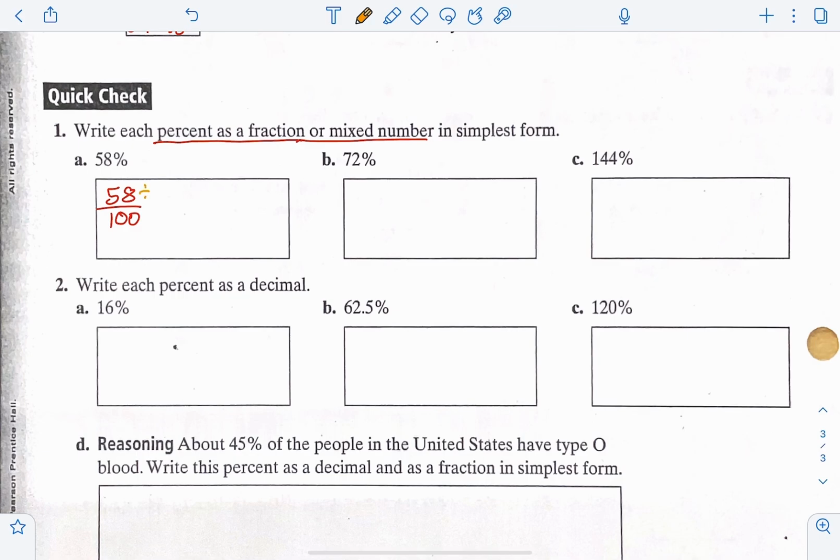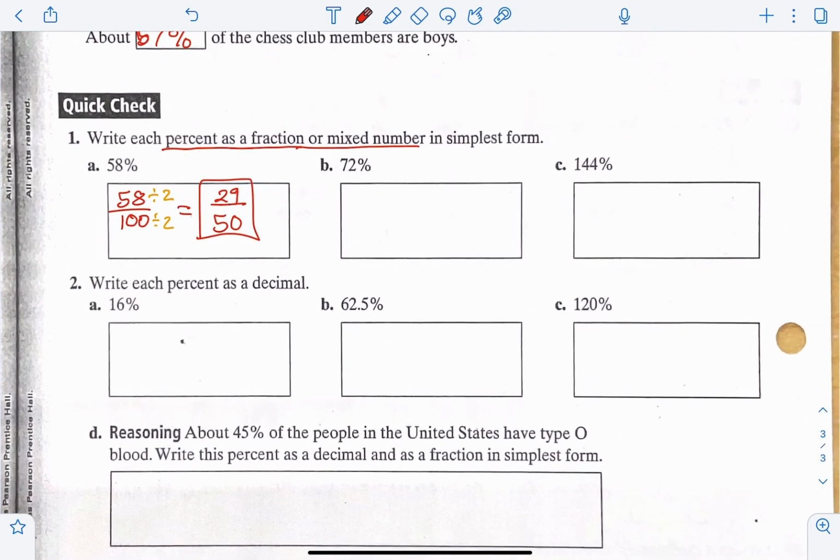So we're going to divide the top and the bottom by 2, and we're going to get 29 over 50 as our answer. So 58% written as a fraction is 29 over 50. So they always go over 100 when you write a percent as a fraction, and then you simplify it. So you're going to go ahead and pause the video and do B and C on your own, and then we'll come back together and check them.